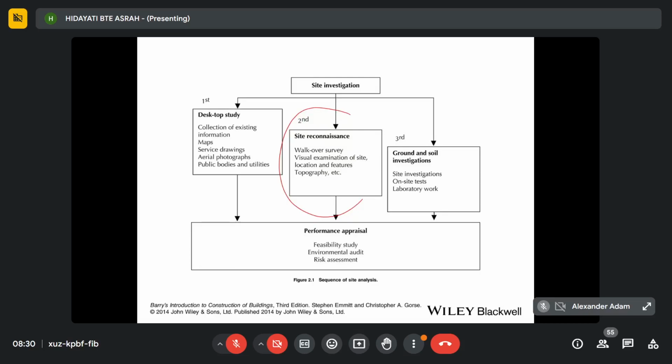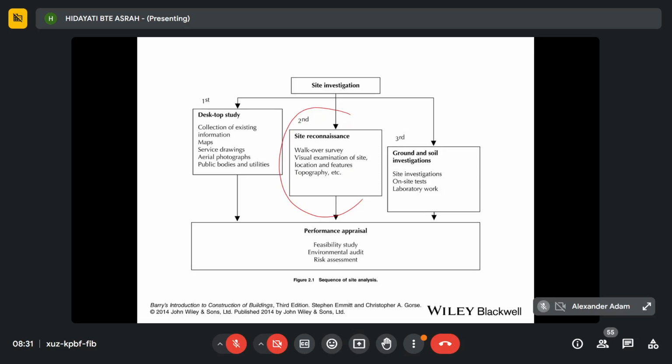You also need to record information of the existing building structures, such as the foundation of the old building, if there is any cracking or if there is any sign of movement from the nearest building. So these are all the information that you need to notice. You need to observe during your visual inspection.